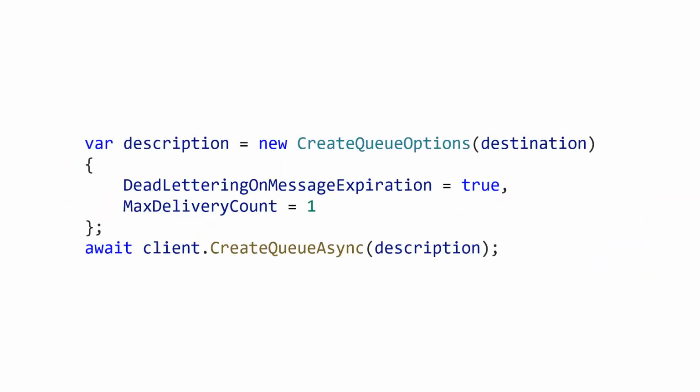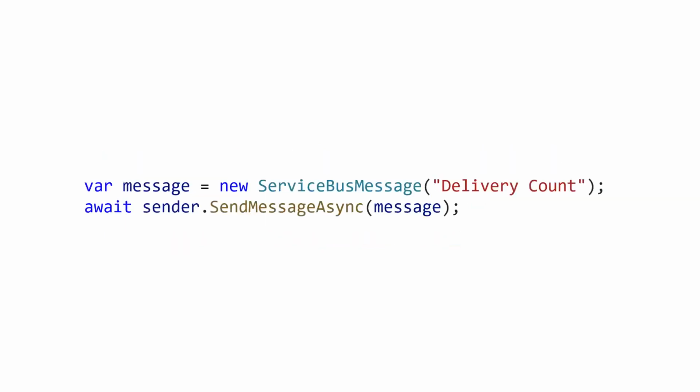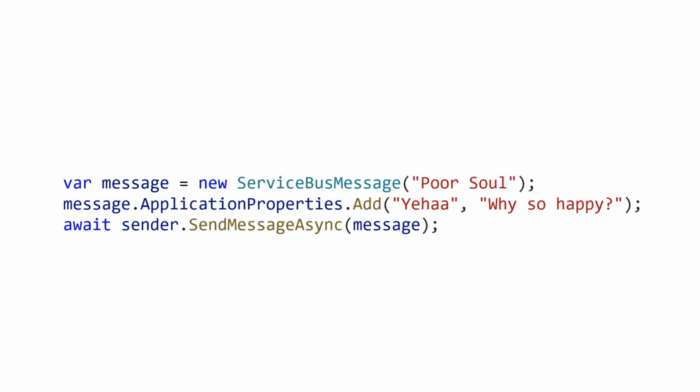Once you enable dead lettering, here, for example, I can say dead letter messaging on expiration true. I set the max delivery count to 1. I create that queue with that special flag. And then I send a message with a time to live of 1 second. And then I send another message with some application properties, for example, why so happy? And the content is poor soul.